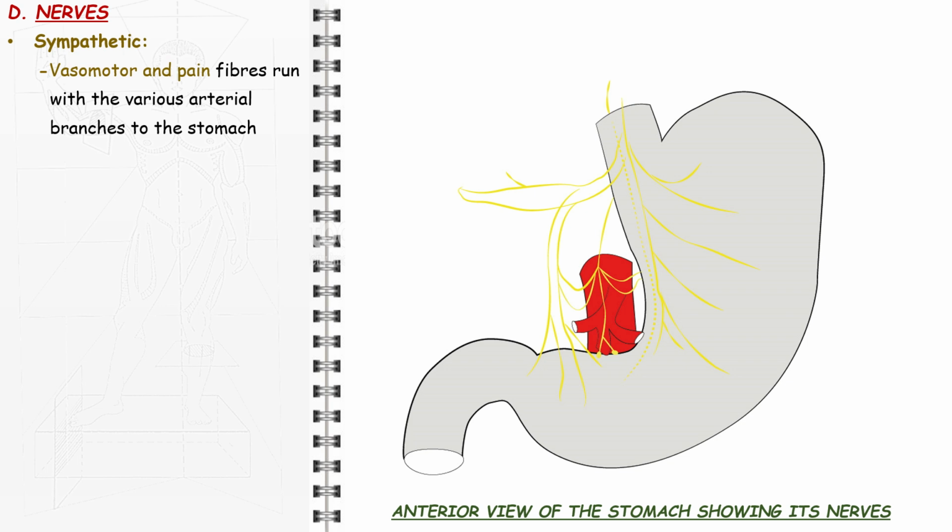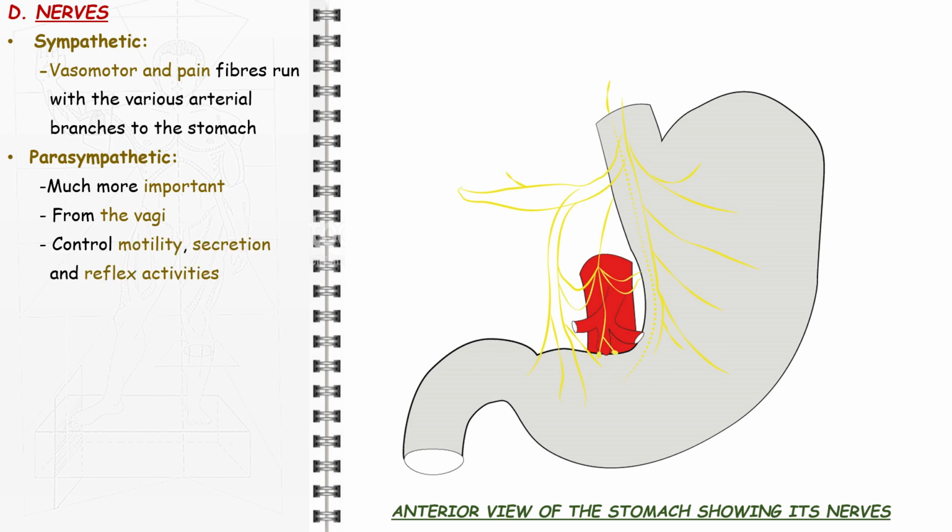Sympathetic fibers, vasomotor, accompanied by afferent pain fibers, run with the various arterial branches to the stomach, but of greater importance is the parasympathetic supply from the vagi which control motility and secretion, although 90% of vagal fibers below the diaphragm are afferent for reflex activities, not pain.